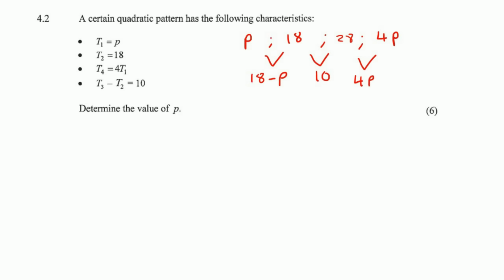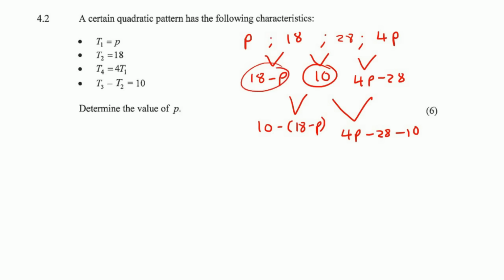This will be 4p minus 28. And then we go down one more level. So this would be 10 minus, in brackets, 18 minus p. And then this difference would be 4p minus 28 minus 10. Okay, so remember it's always the second one minus the first one, and then the third one minus the second one. It must always be the one on the right minus the one on the left.